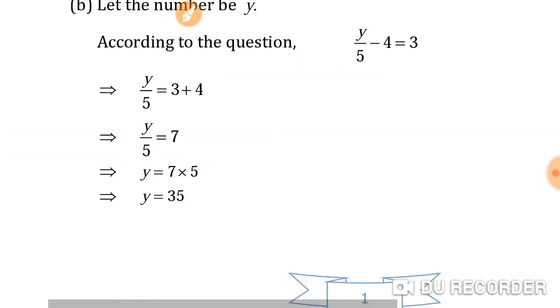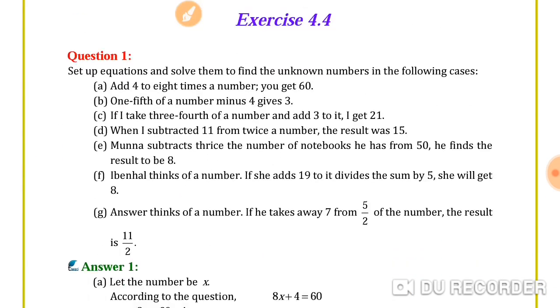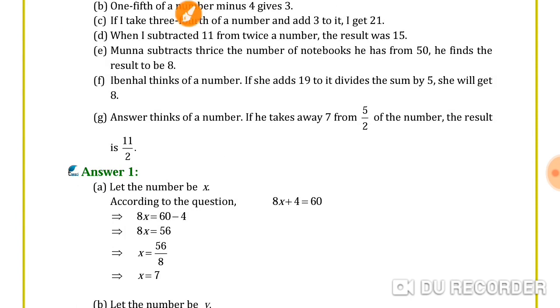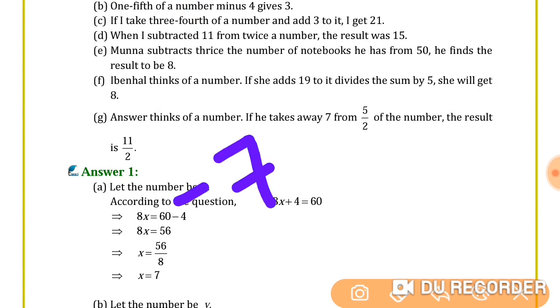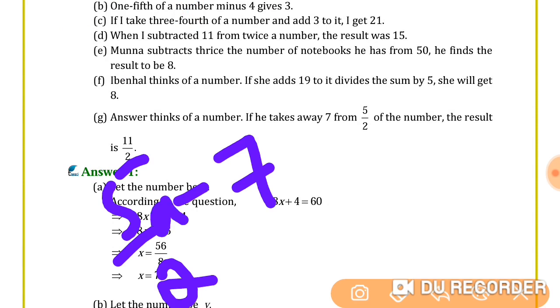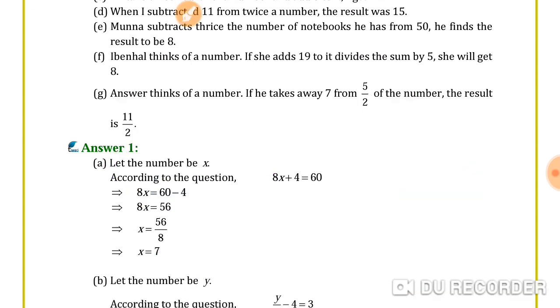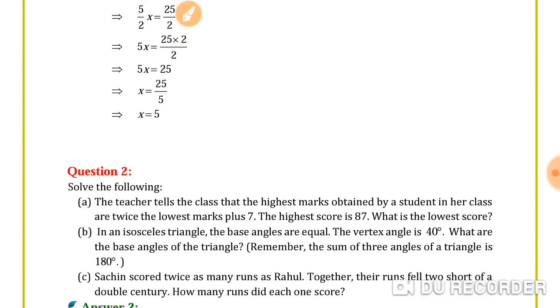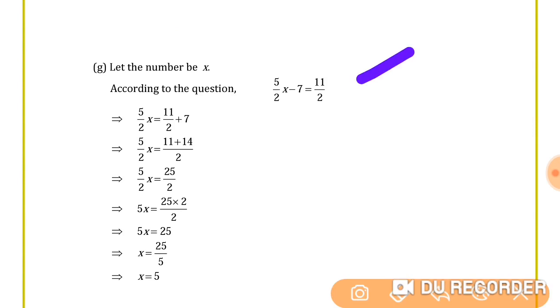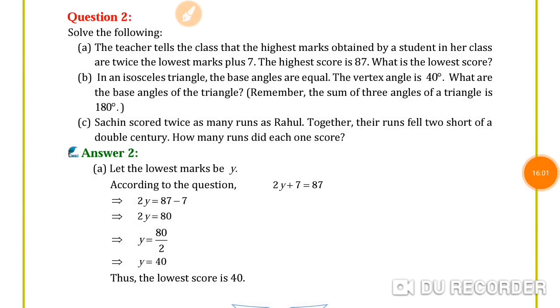So again, G1 answer thinks of a number. If he takes away 7, takes away means subtraction, from 5 by 2 of a number, you can take as A, the result gives 11 by 2. So this is your equation. You can check. See here they have taken x as an example, and solve the x value here. And the second one is also like that only.